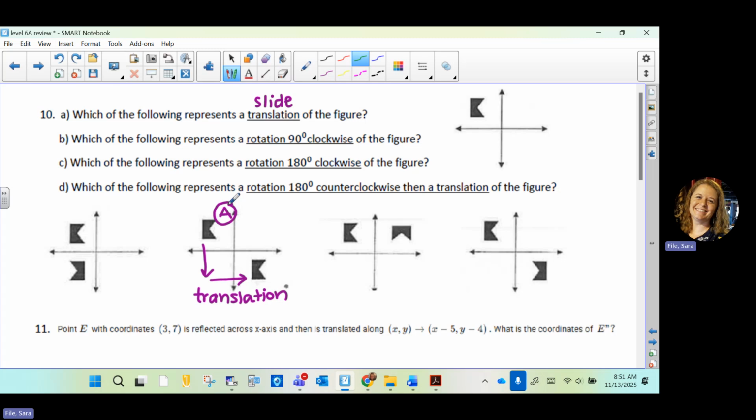Okay, B, which of the following is a rotation 90 degrees clockwise? Rotate means to turn. 90 degrees clockwise, so the way the clock ticks, if we're at the top, it goes to the right. So a 90-degree turn to the right, that'd be this one. And if it's 90 degrees, it's just going to move over 1 quadrant, because each quadrant is a 90-degree angle. So that is B. That's your rotate.